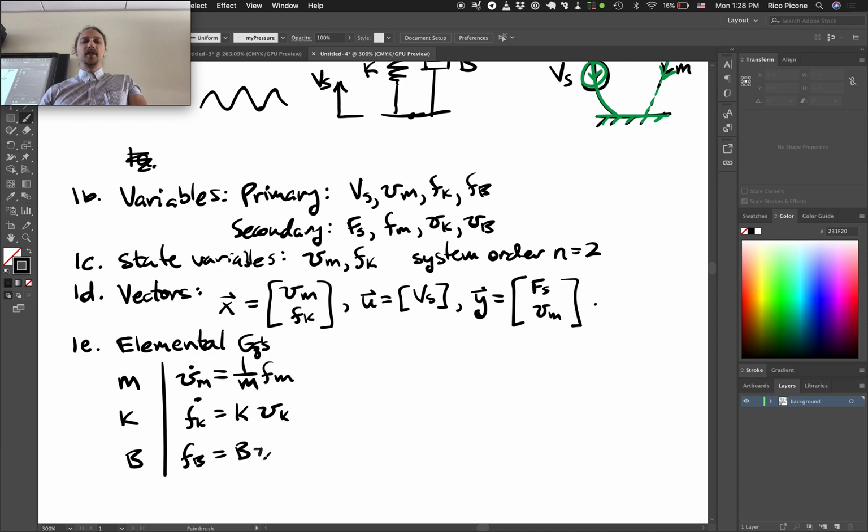Okay. Fb equals b Vb. That's the damper elemental equation. Always the same elemental equations for masses, springs, dampers, right? They're always the same. But it's not dot Fb, it's just Fb, right? Correct. The damper equation does not have derivatives in the power flow variables.